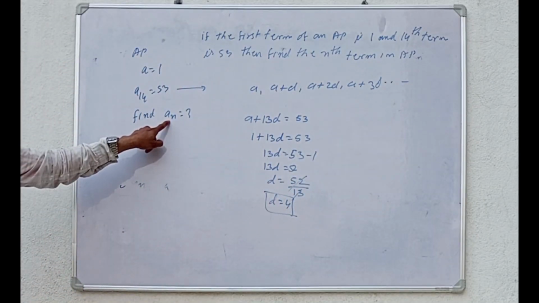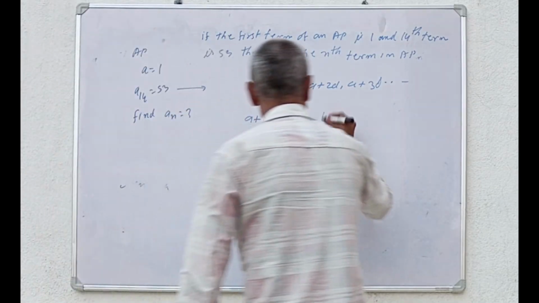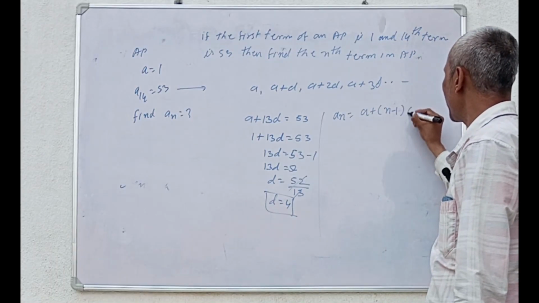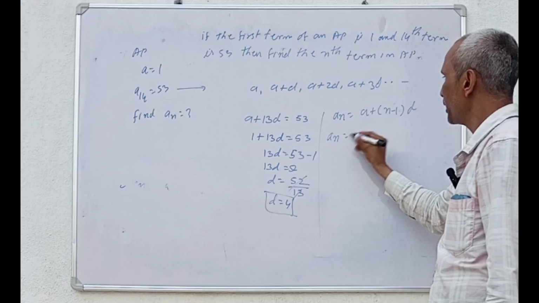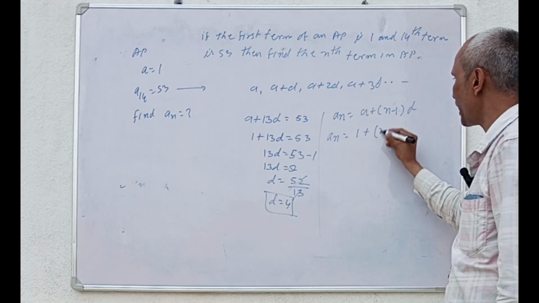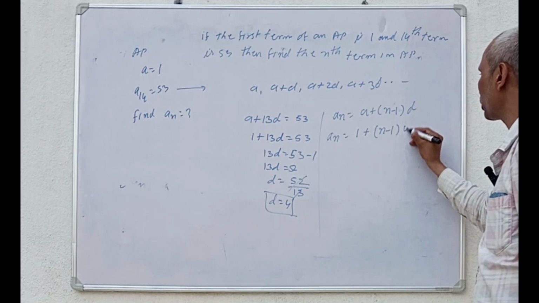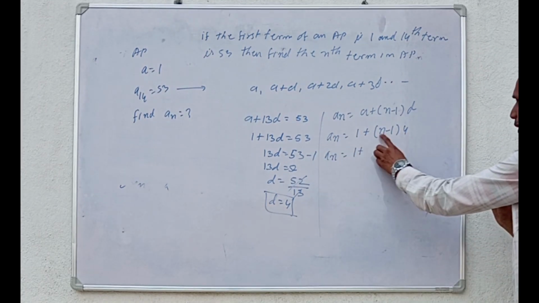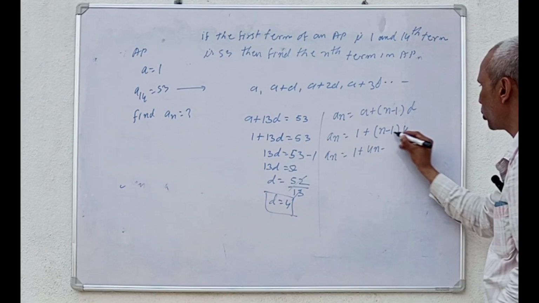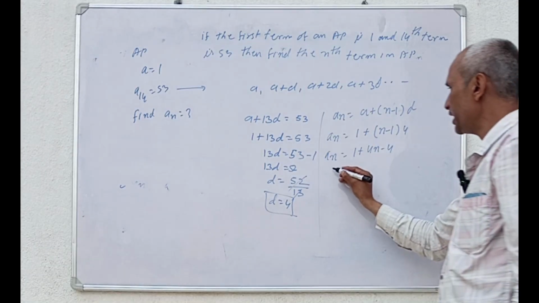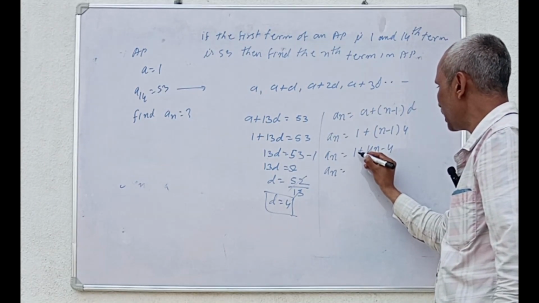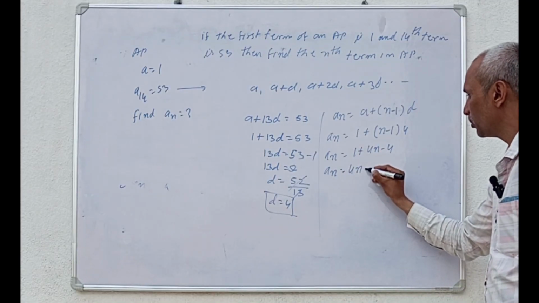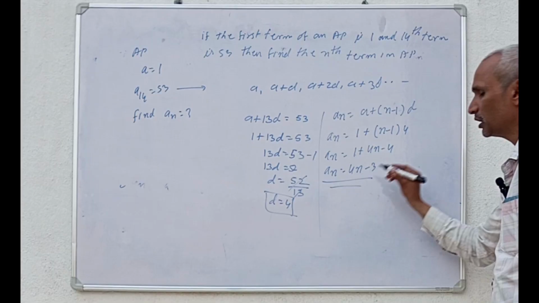Now it is asked to find the nth term. Now we are writing the nth term formula. You know AN is equal to A plus n minus 1 into D. AN is equal to A given 1 plus n minus 1, D given here 4. Solving it, AN is equal to 1 plus 4 into n, 4n minus 4 into 1, 4. Then AN is equal to 4n plus 1 minus 4, and 1 minus 4 is equal to minus 3. So 4n minus 3, and that's all the answer.